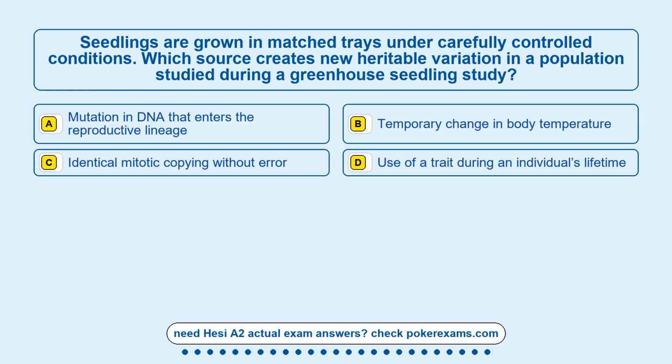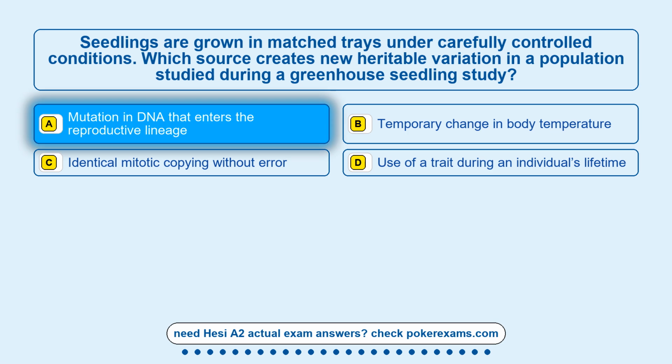Question 23. Seedlings are grown in matched trays under carefully controlled conditions. Which source creates new heritable variation in a population studied during a greenhouse seedling study? Option A, mutation in DNA that enters the reproductive lineage. Option B, temporary change in body temperature. Option C, identical mitotic copying without error. Option D, use of a trait during an individual's lifetime.